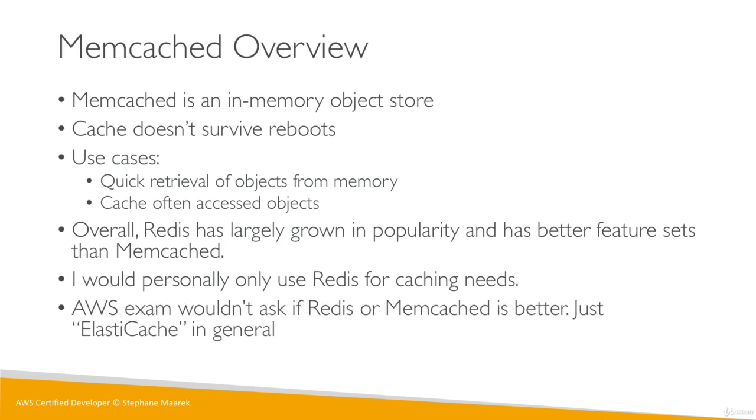The AWS exam will never ask you if Redis or Memcached is better or a better fit. Just know that ElastiCache in general is a cache, and just know about the use cases, okay? This was just me giving you a small insight into the technology you should use. So that's it for ElastiCache. I hope that helps, and in the next lecture, we'll just go ahead and quickly go through the setup of ElastiCache just to see how it works.